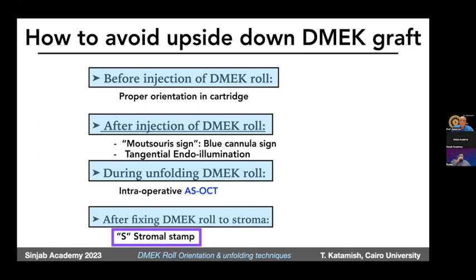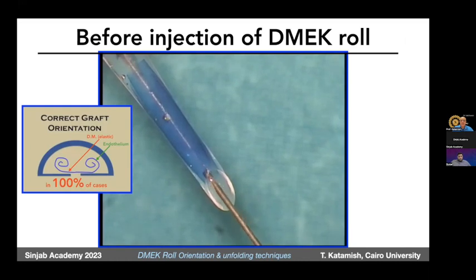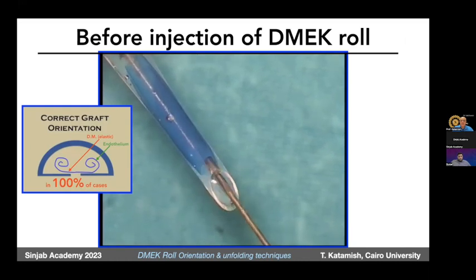And at the end of the operation, after fixing the DMEK graft by air bubble or gas to the stroma, the well-known S-stamp is a very valuable sign for proper orientation. So this is how to judge the orientation of the DMEK graft before injection in the eye. You see, you can manipulate the DMEK graft with a very small cannula to have this triangle.